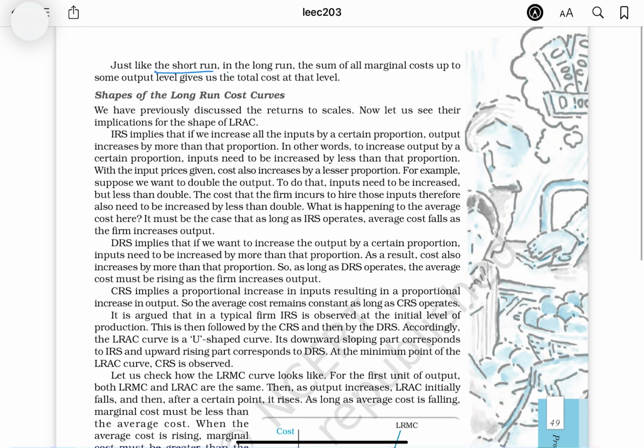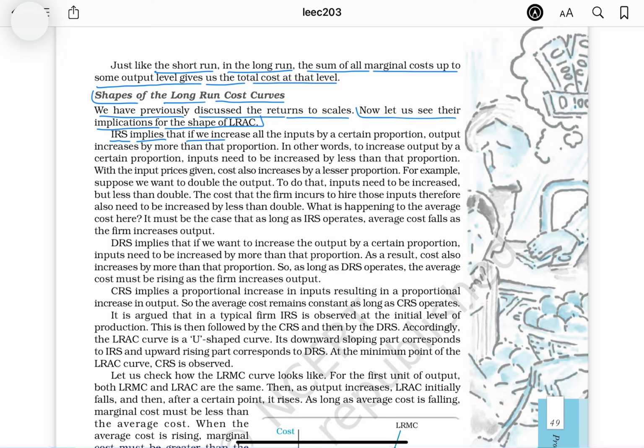Just like the short run, in the long run, the sum of all marginal costs up to some output level gives us the total cost at that level. Shapes of the long run cost curves. We have previously discussed the returns to scale. Now let us see their implications for the shape of LRAC.